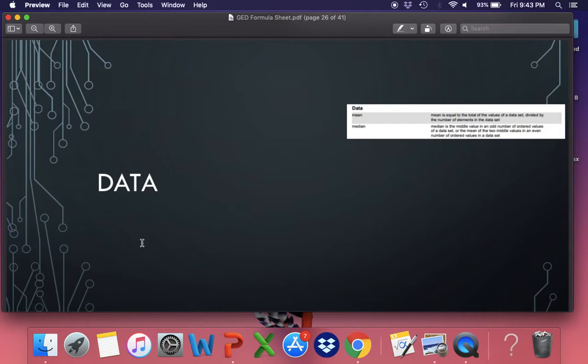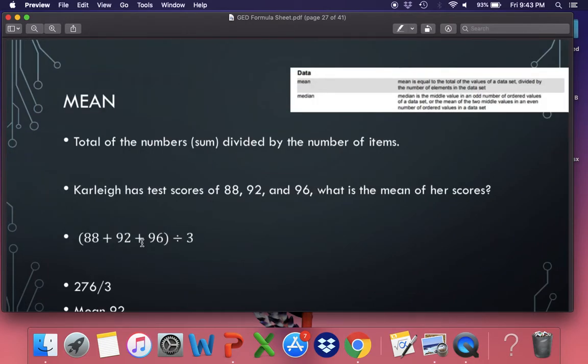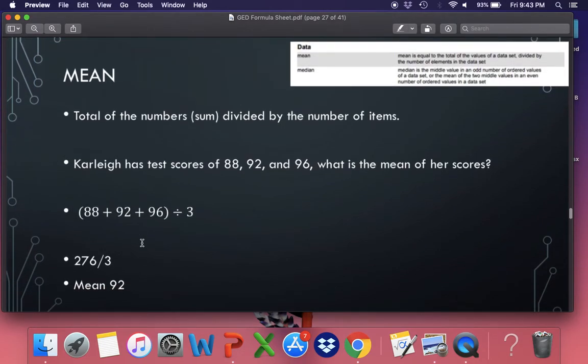Now we move on to data. First, we'll look at mean. So these are dealing with data sets. So you have several things that occur, and you're analyzing the data. So mean is the total of the numbers, or the sum, divided by the number of items.